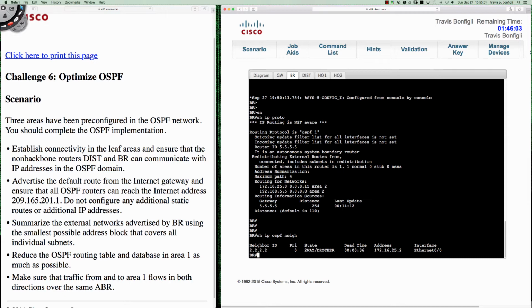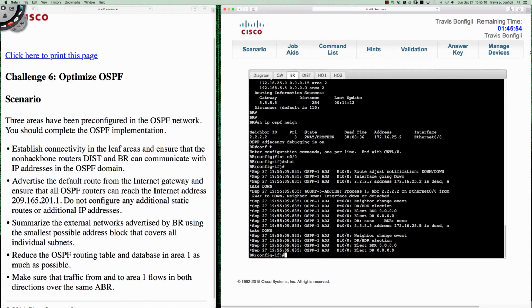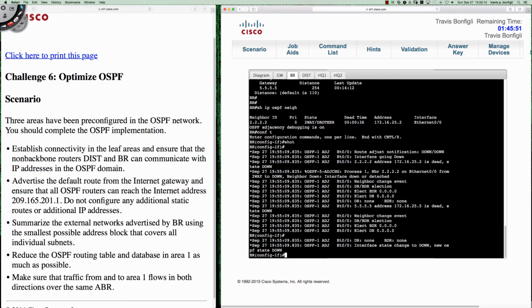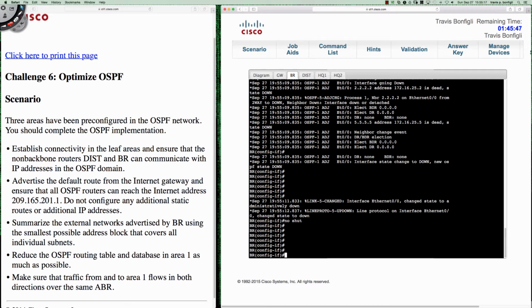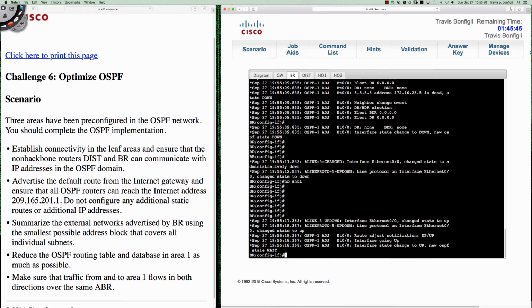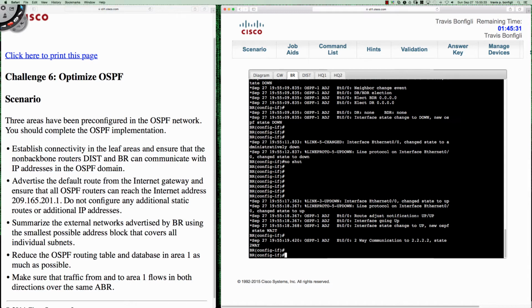So let me do this. Let's say debug IP OSPF adjacency. We're going to go into global config, interface Ethernet 00, and I'm going to say shut. So we're going to shut that interface down, and then I'm going to say no shut. And let's see if we get any indication. All right, so two-way communication. The state is two-way. Interface came up. And then, as you can see, it just kind of stops at the two-way state.